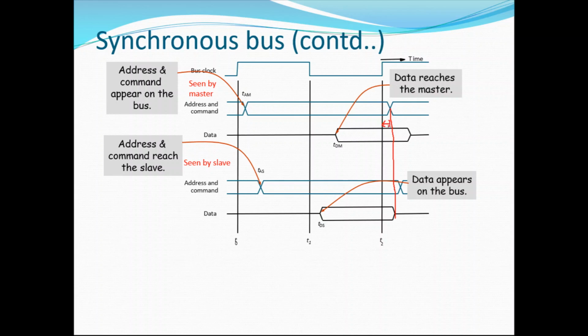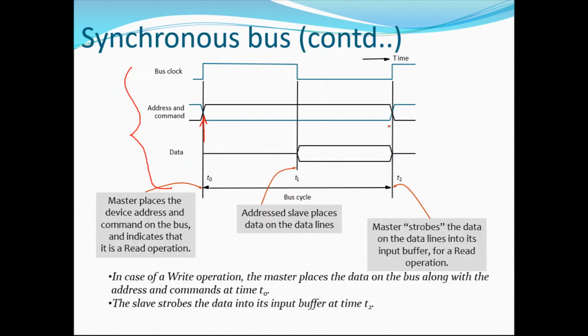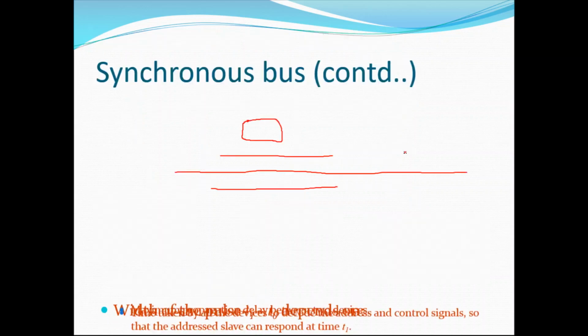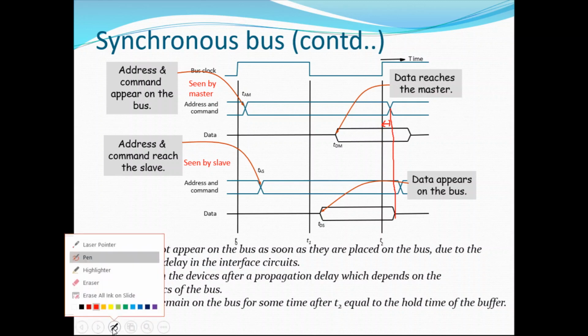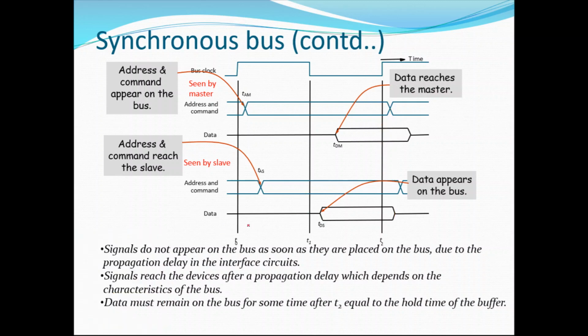So this is the reality. Here, if you see, all those delays were not shown. Here it is shown that strictly at T2 the master has removed the address, and strictly at T2 the slave has removed the data, but that is not the reality. After T2 also, a small time gap will be given. After that only the master will remove the address. Similarly, the slave will also remove the data after the gap only. So this shows how things work with propagation delay. This is the basic working principle of synchronous bus.